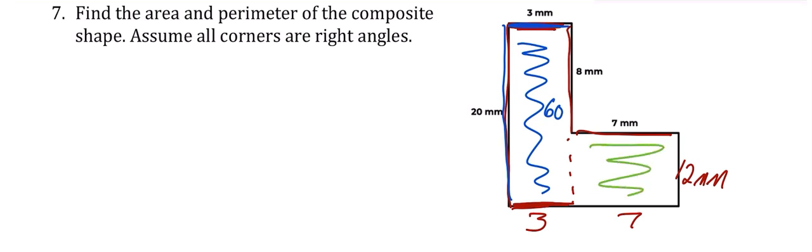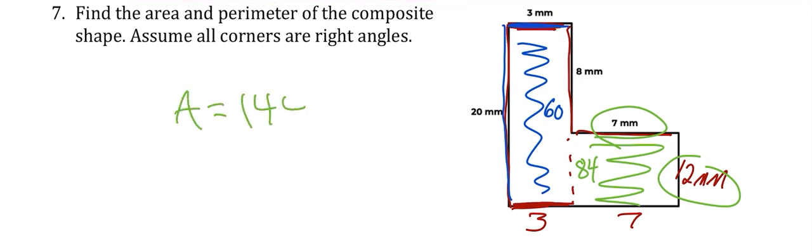And then this portion here, let's make it a different color. The green is going to be a 7 times a 12, and 7 times 12 is going to give us 84. When we add 84 and 60 together, we're going to get our area is 144 square millimeters.